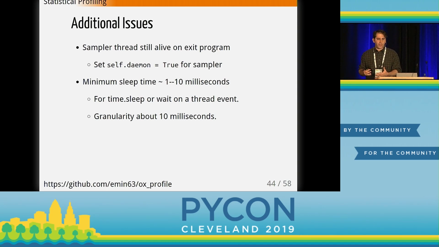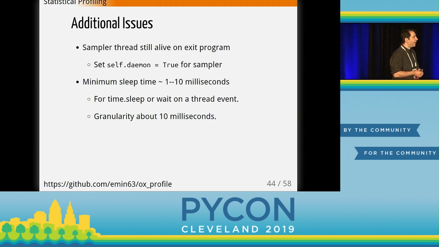In the sampler thread that we're using, and in general for threading, you want to set this to be a daemon thread. If you don't set it to be a daemon thread, then when your main program exits, your sampler thread would still be alive, and it would prevent your program from exiting. Whereas if you set self.daemon equals True for your sampler thread, then when your main thread exits, your daemon thread will also exit.